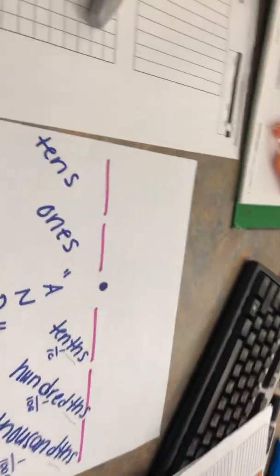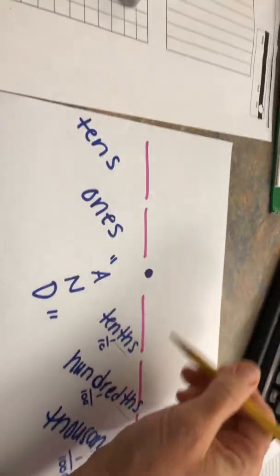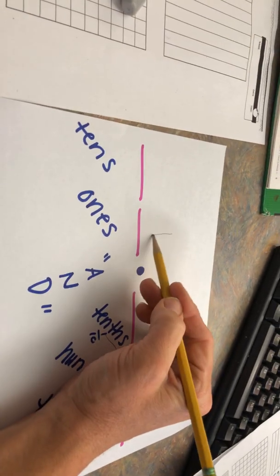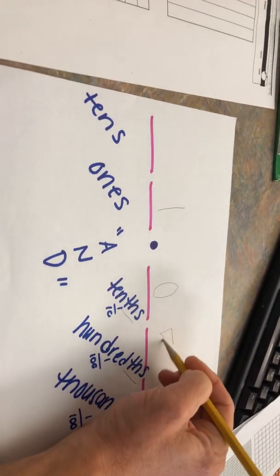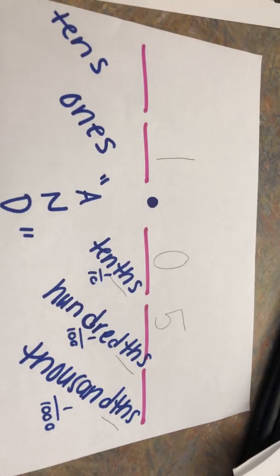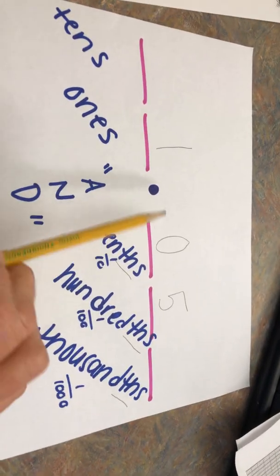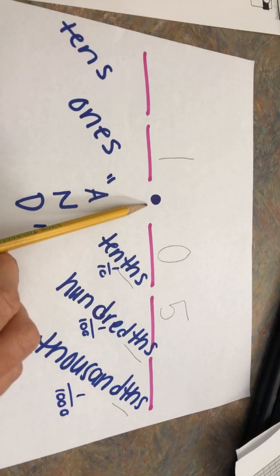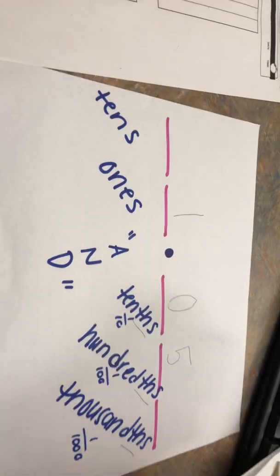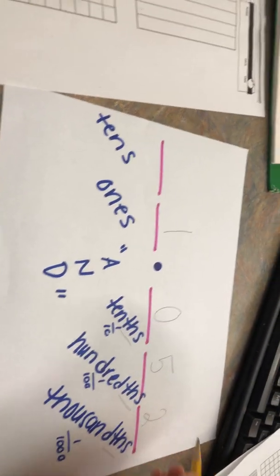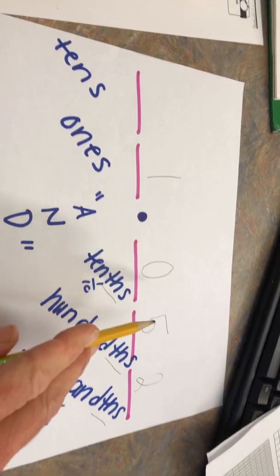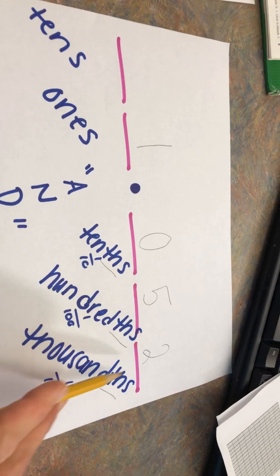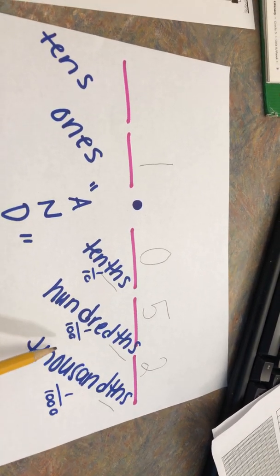So let's say a couple numbers real quick. 1 and 5 hundredths. The decimal always says and. How about this number? 1 and 52 thousandths.